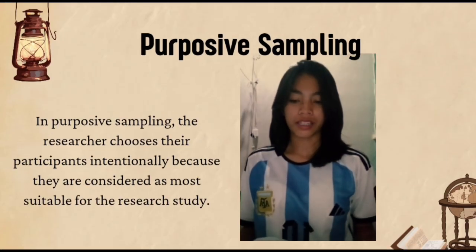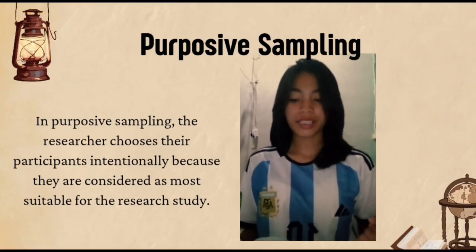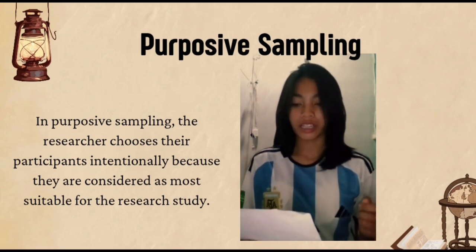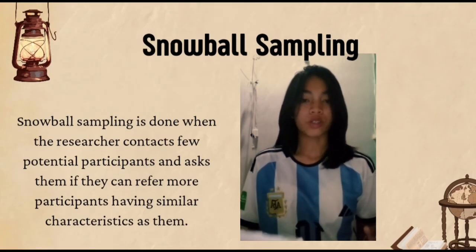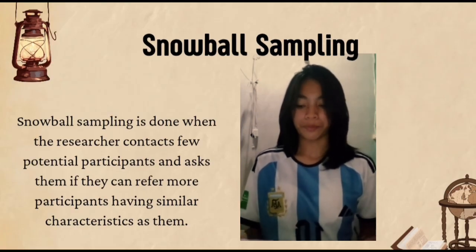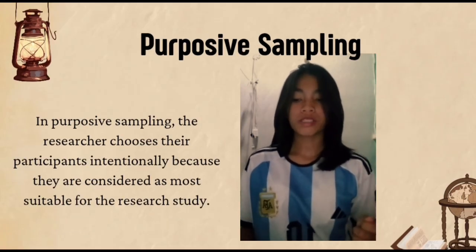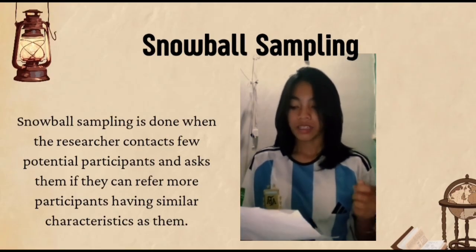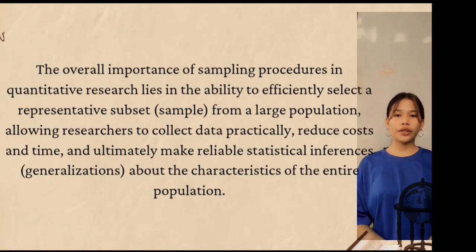In purposive sampling, the researcher chooses their participants intentionally because they are considered more suitable for the research study. Purposive sampling allows you to focus on the most relevant knowledge or experience about your research topic, while snowball sampling is done when the researcher contacts new potential participants having similar characteristics as them. Snowball sampling involves finding and recruiting participants, so purposive sampling is a purpose for choosing your participants, while snowball sampling is finding and recruiting participants. This is the overall importance of the topic.